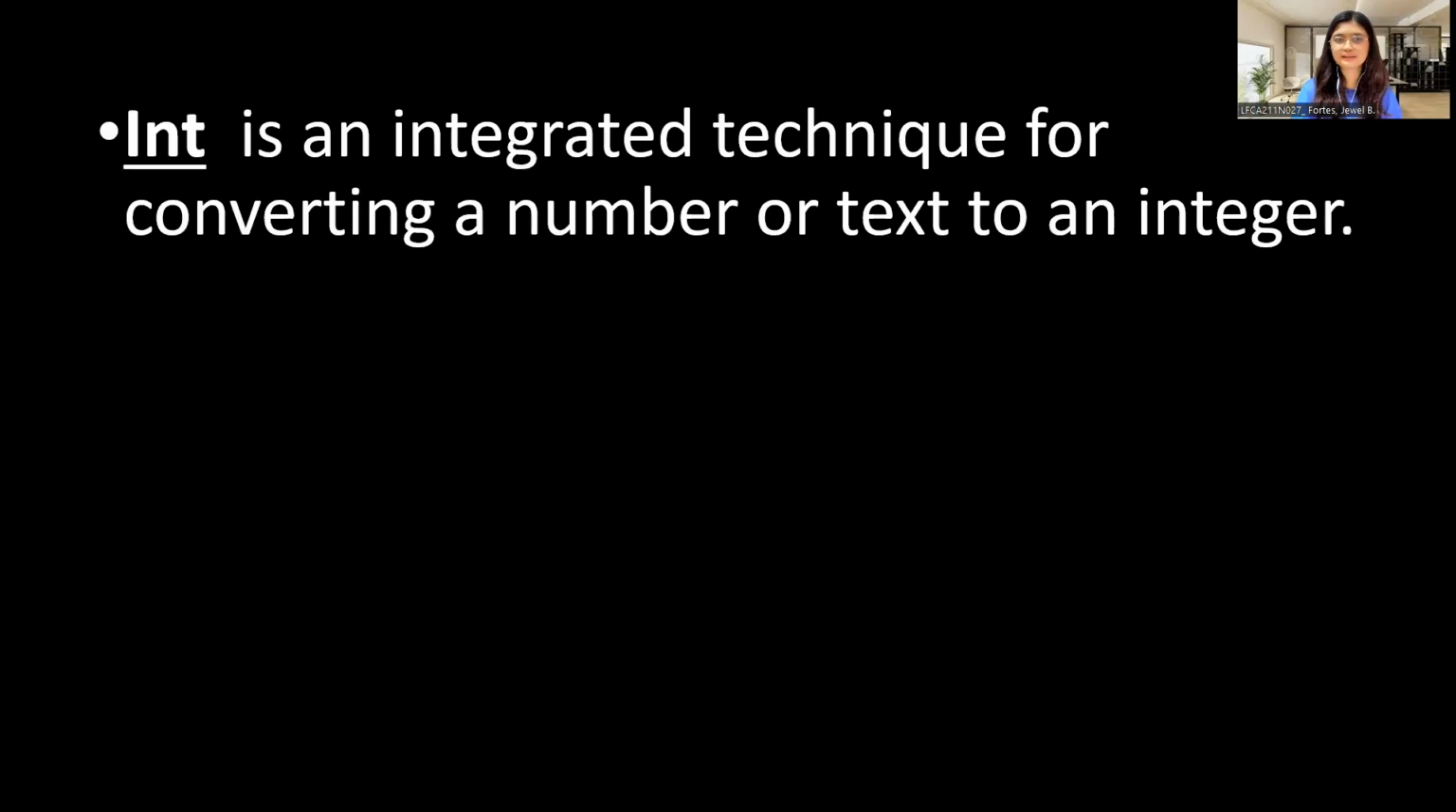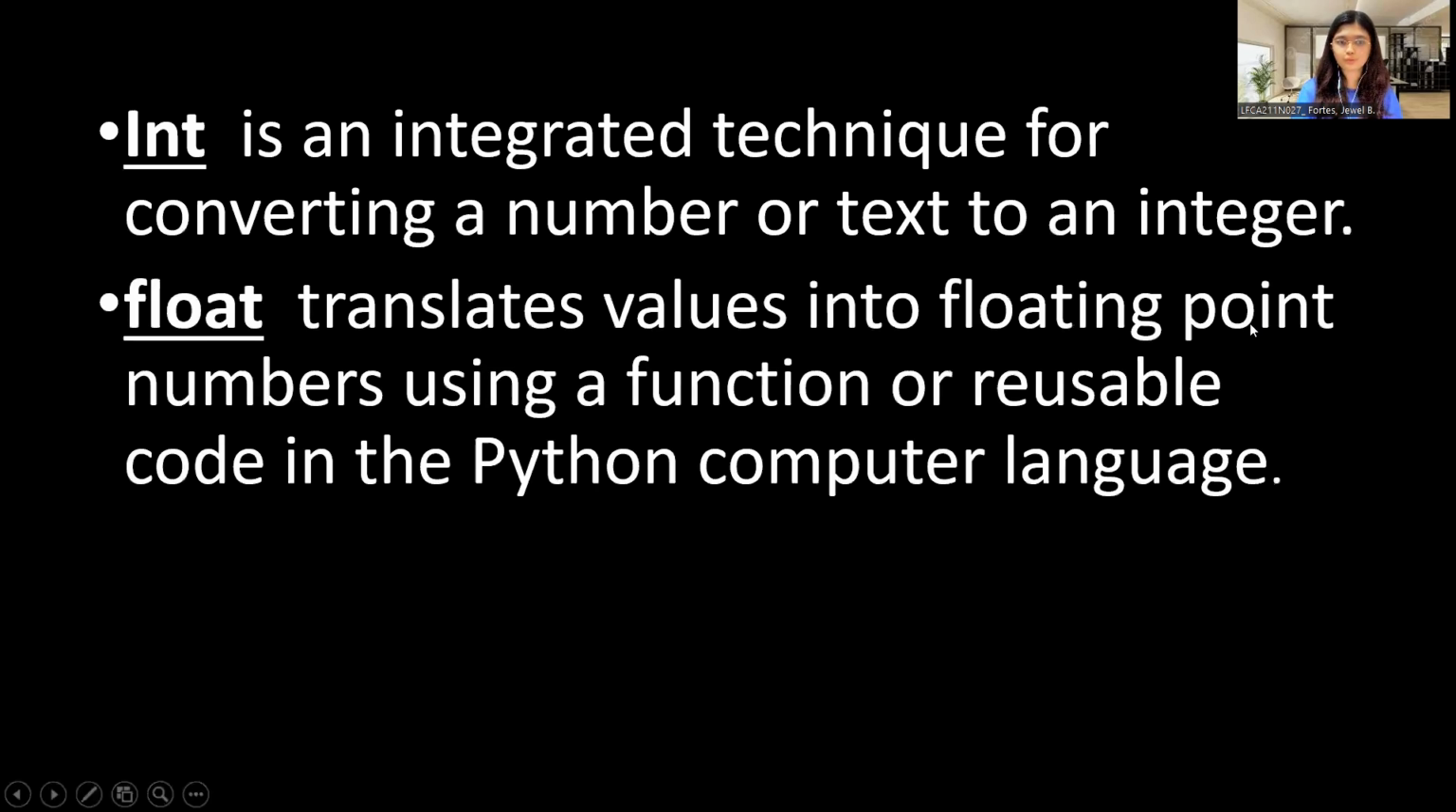Int is a built-in technique for converting a number or text into an integer. Float translates a value into a floating point number, using a function, or reusable code, in the Python computer language.